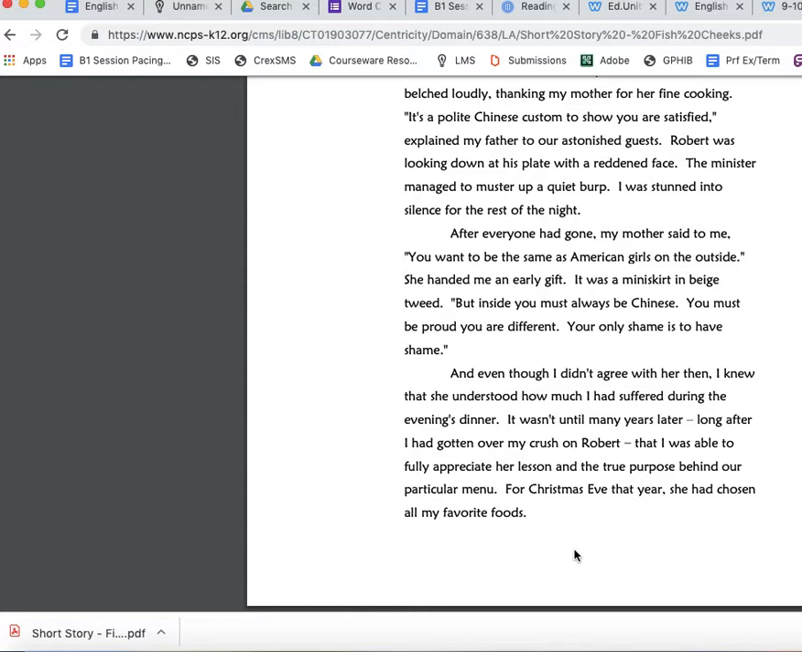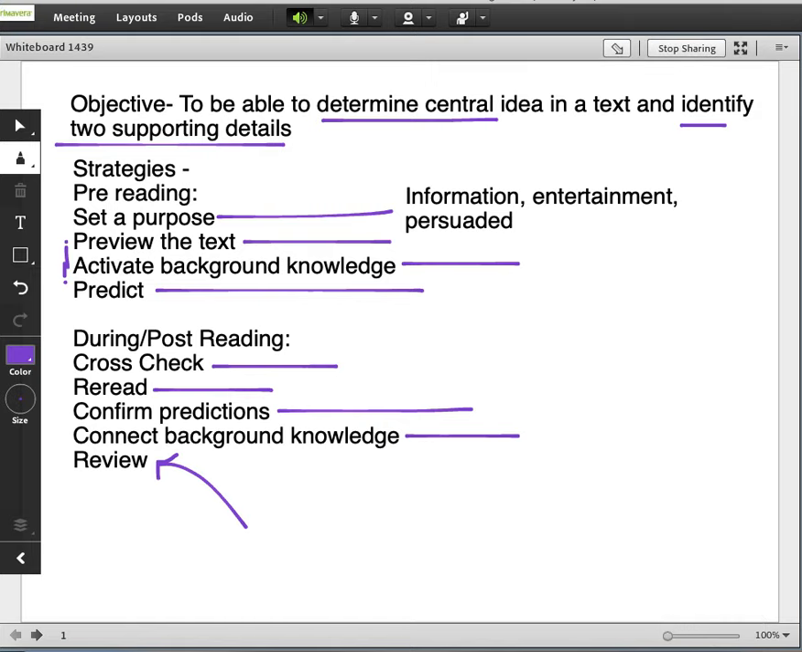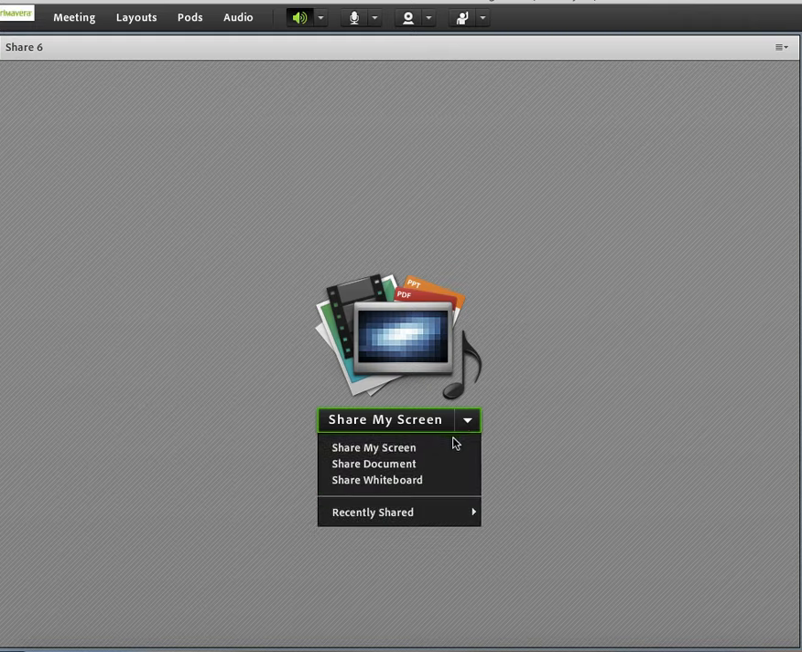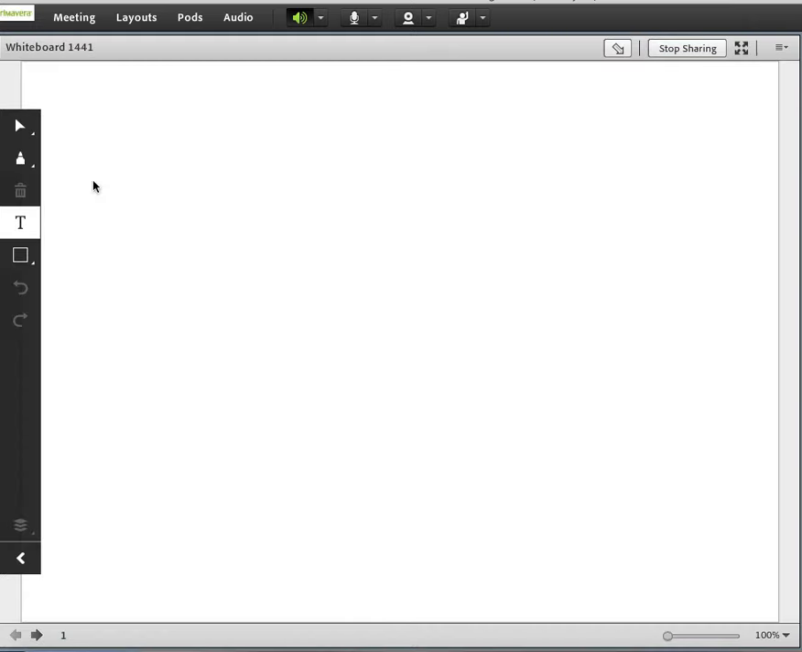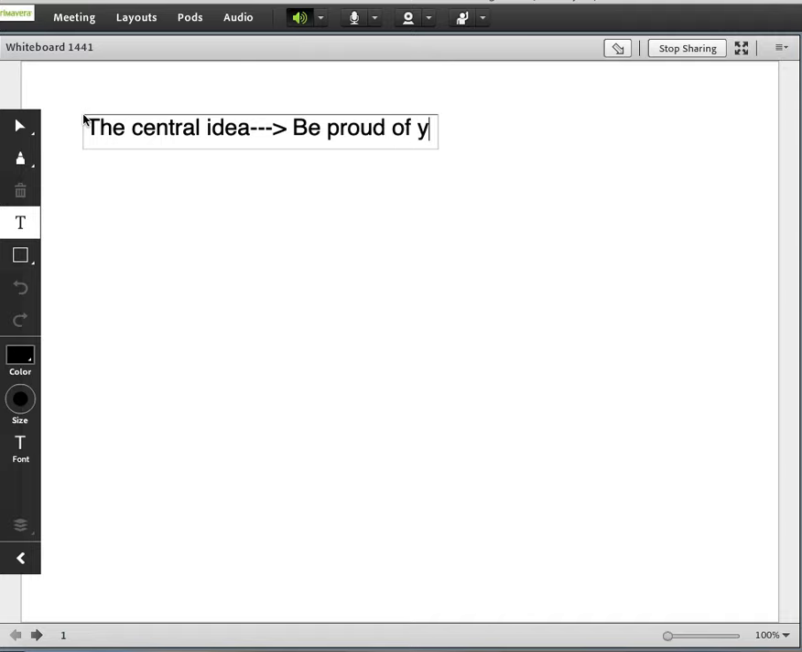So if we are going to take that as our central idea, I'm going to give us a clean whiteboard really fast. If we take the central idea of Fish Cheeks, be proud of who you are, right?